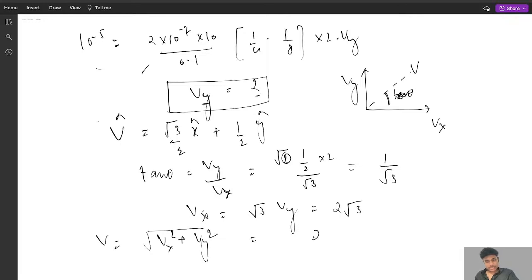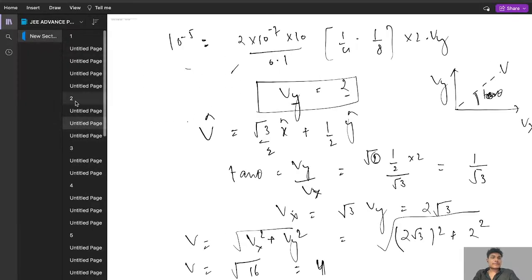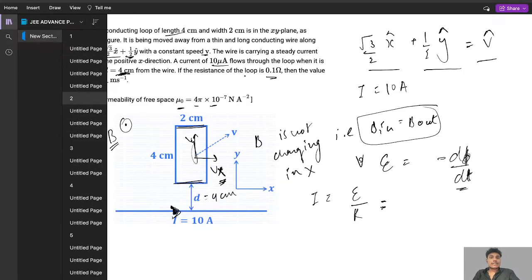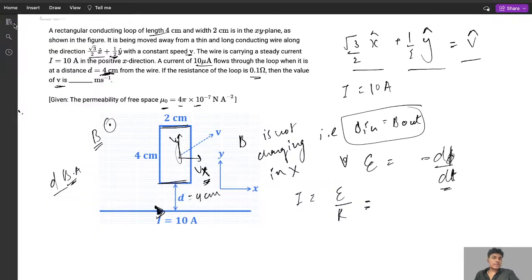square root of vx square plus vy square, that is 2 root 3 times whole square plus 2 square का root. From here we get v is equal to root of, 3 into 4 is 12, 12 plus 4 is 16, that is root 16, and v is equal to 4. So our velocity is equal to 4. You understand this? Our velocity comes out to be 4. Okay, 4 आ गया velocity.